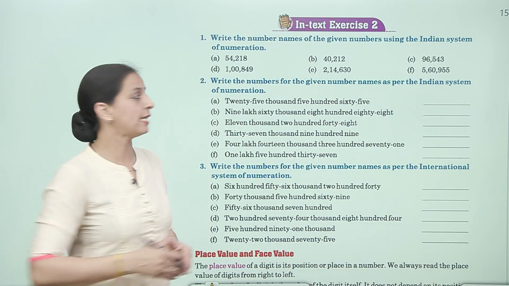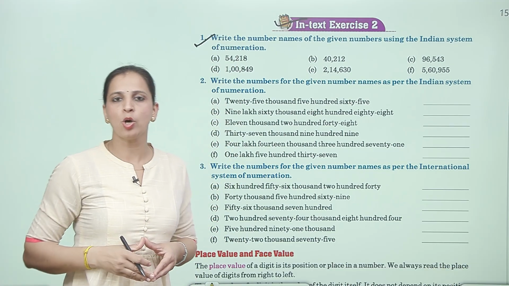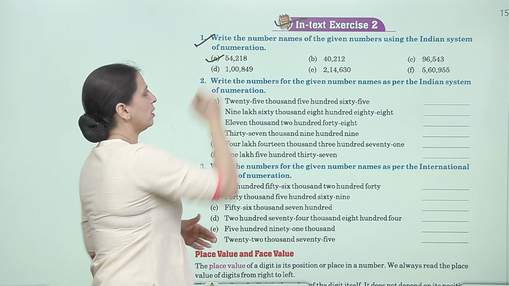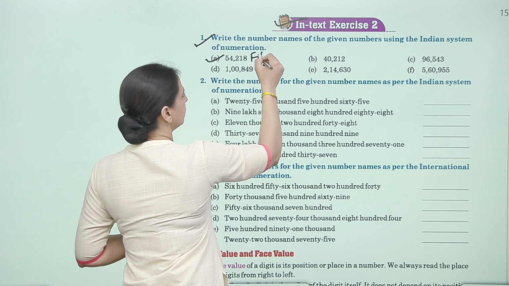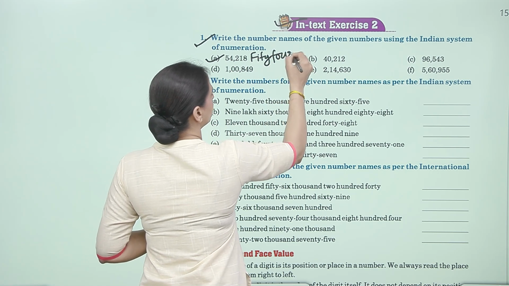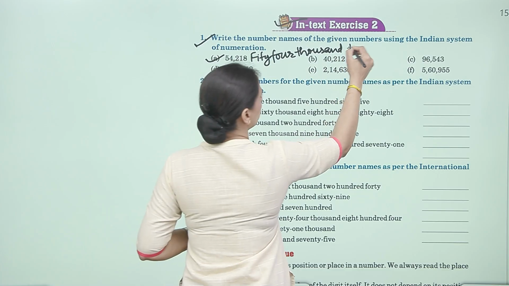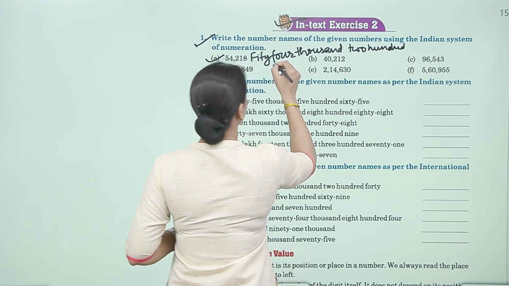Now in Test Exercise 2, question number 1. Write the number names of the given numbers using the Indian system of numeration. A part, 54,218.